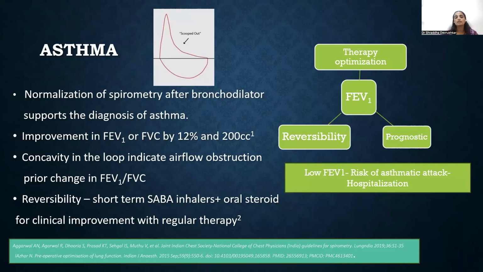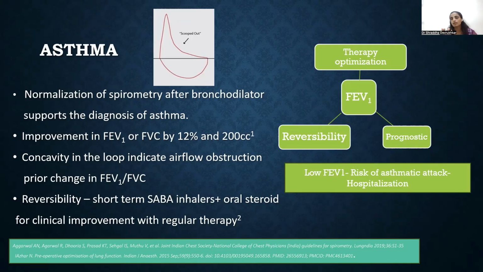Again, you have this obstructive pattern, and normalization of the spirometry after the bronchodilator supports the diagnosis of asthma. So generally, there is an improvement of 12% in FEV1 or FVC by 200 ml. So it is diagnostic. You do a PFT and there is reversibility, that is asthma. So concavity of the loop indicates airway obstruction, and that can be seen before the changes in FEV1 and FVC occur.